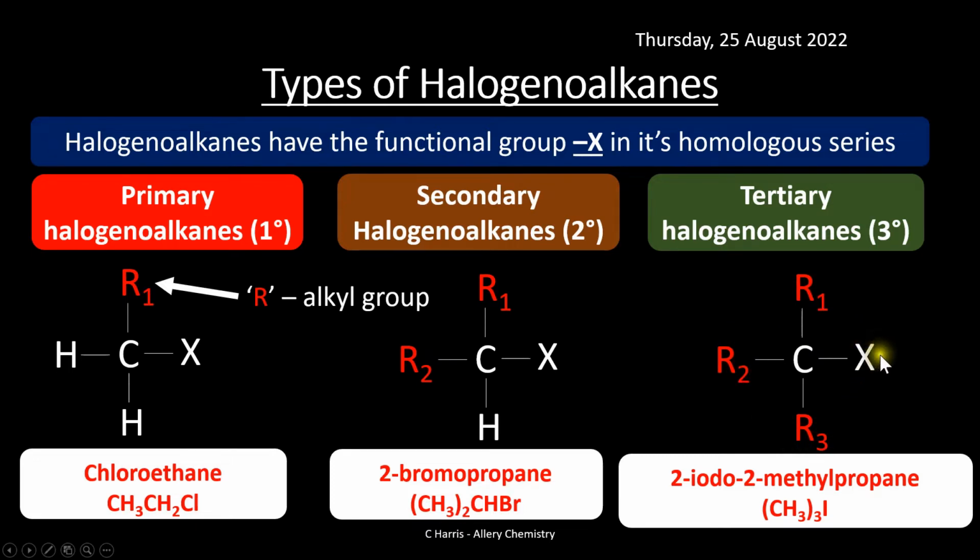So really what you're looking for is obviously the halogen is always going to be bonded to a carbon in this case. Then you've got to look at, well, what's that carbon bonded to? How many other carbons is it? And that will give you an idea if it's a primary, if it's a secondary, or if it's a tertiary. And obviously here's some examples here. So just make sure you're aware of them.